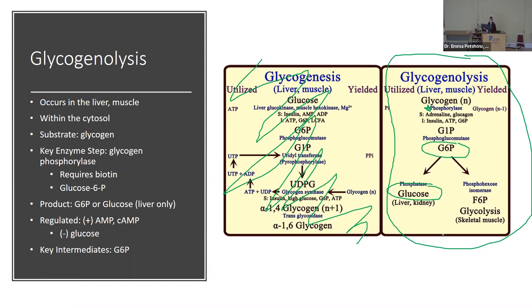And again, key intermediate, glucose-6-phosphate. Mainly because this step decides what we're going to do. Are we going to shunt through a different pathway, or are we going to go directly back towards glucose? Because you can do glucose-6-phosphate and go down glycolysis then, or you can take it straight up to glucose and use it right then for energy. Put glucose back into the blood, which then will go through glycolysis. Glycogenolysis.